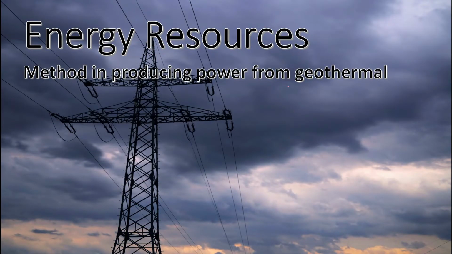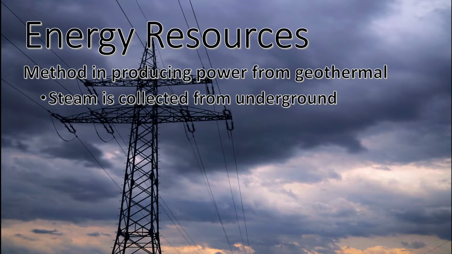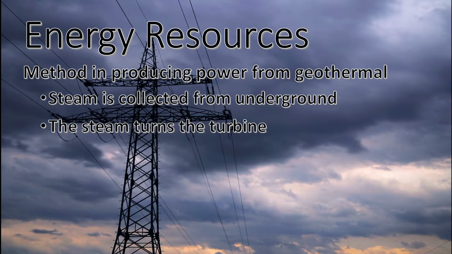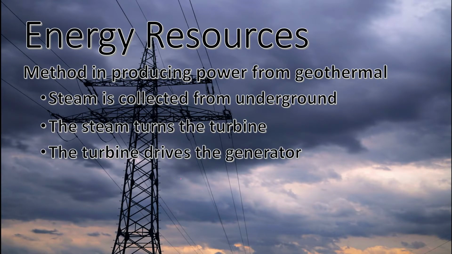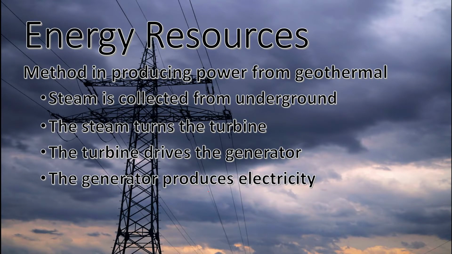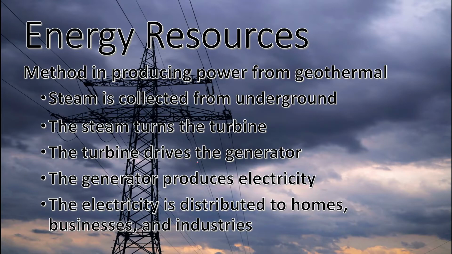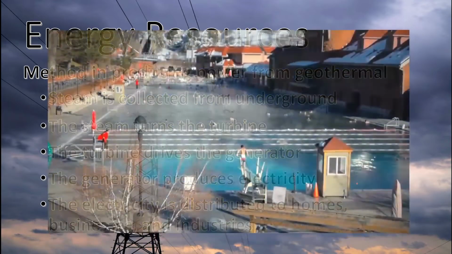So, methods in producing power from geothermal. First, steam is collected from underground, and then the steam turns the turbine. As you can see, it's the same process as burning fossil fuels. But this time, we just collect the steam from underground, which doesn't have a limited amount. The turbine drives the generator, and the generator produces electricity. Then again, electricity is distributed to homes, businesses, and industries.